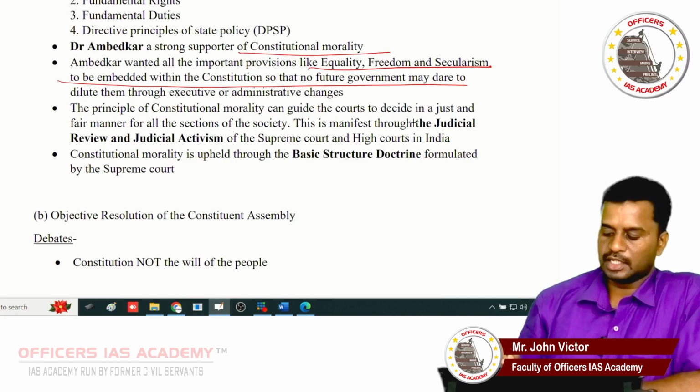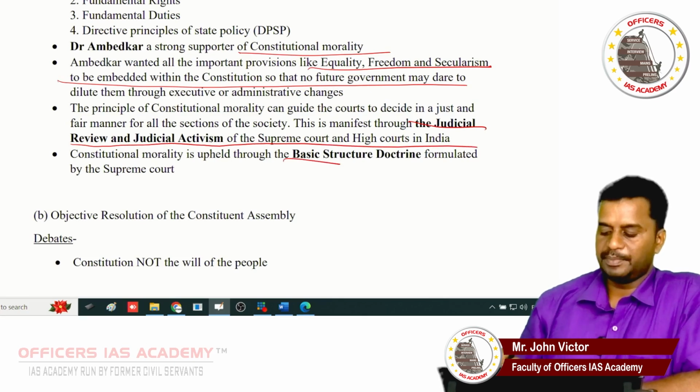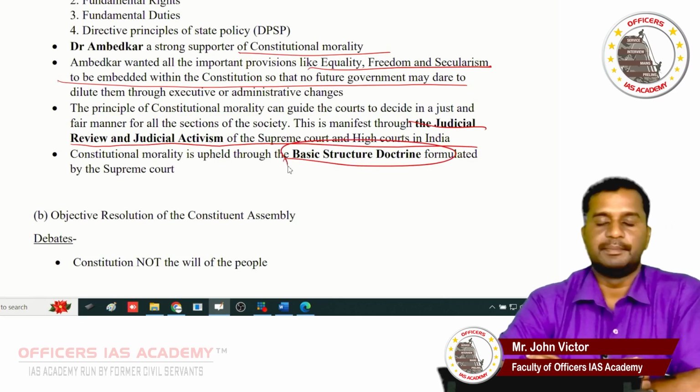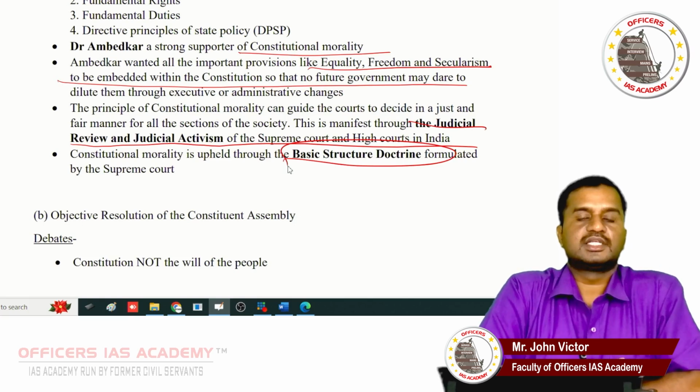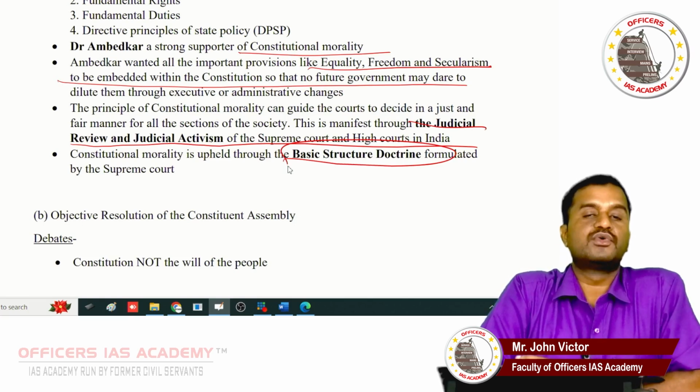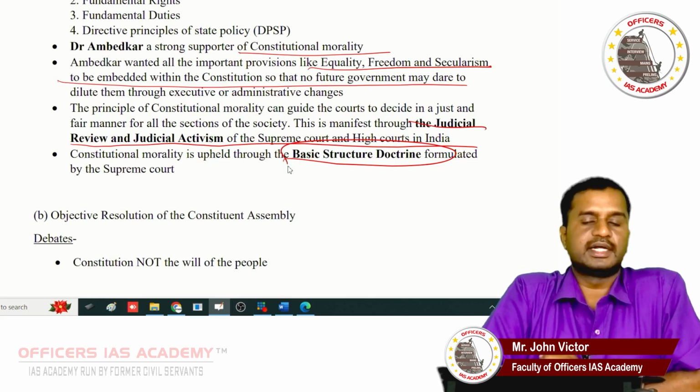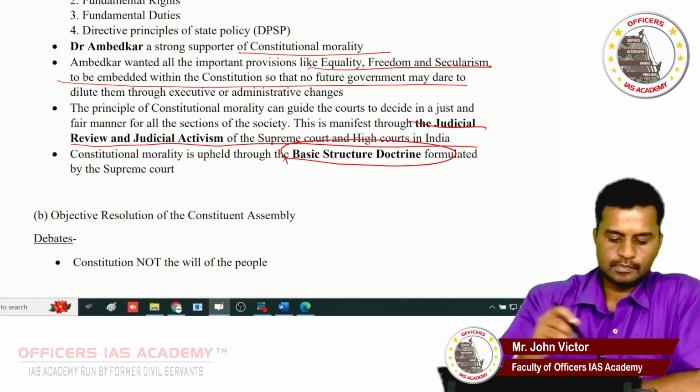Also write about judicial review and judicial activism. Mention the basic structure doctrine. The basic structure doctrine was a judicial innovation in India. The basic structure doctrine safeguards the important principles in the Constitution. It means that constitutional morality is enforced through the basic structure doctrine invented by the Indian judiciary.